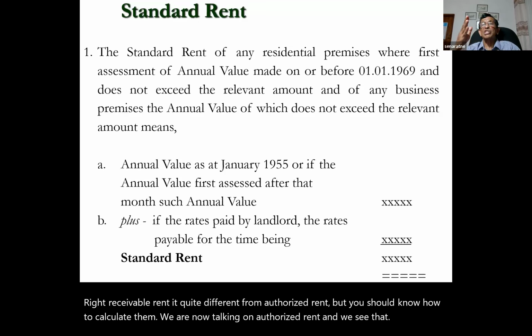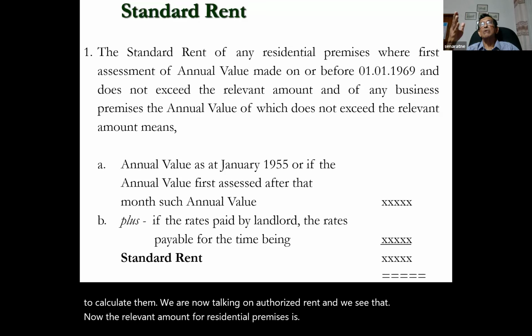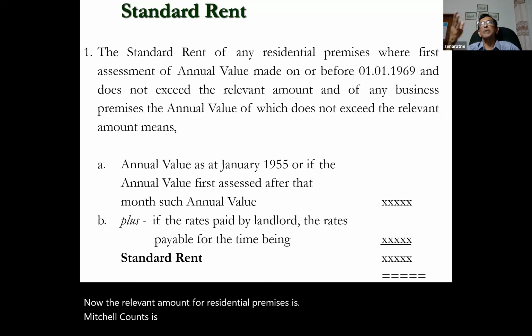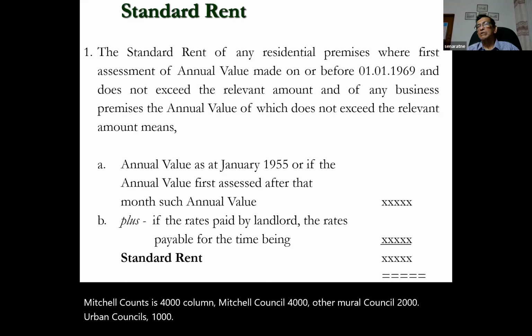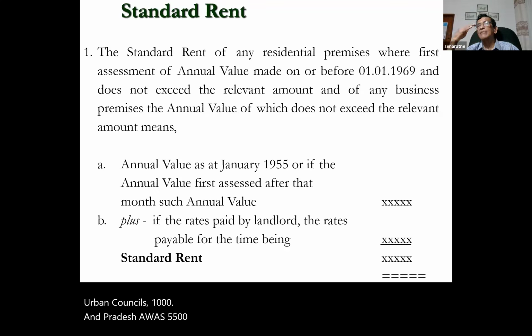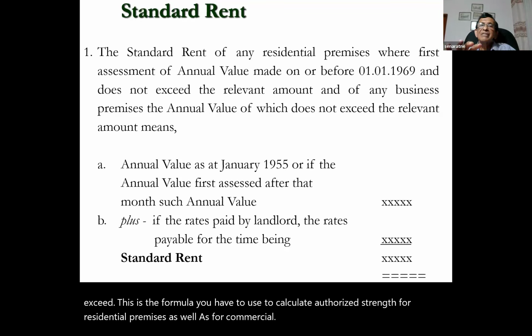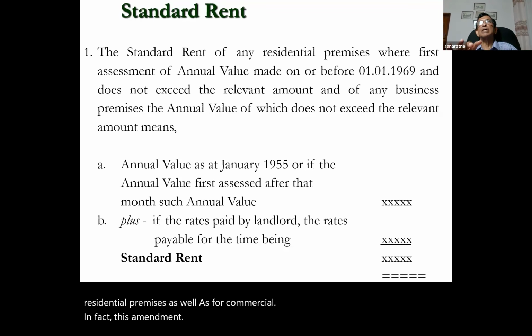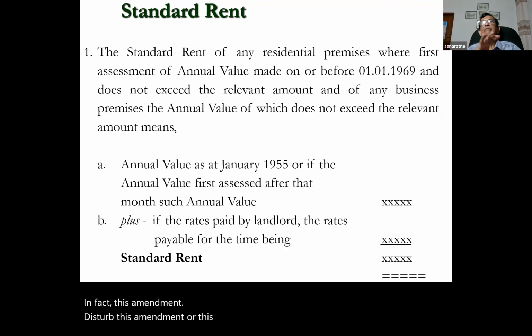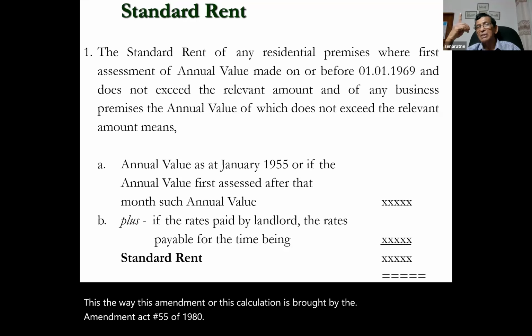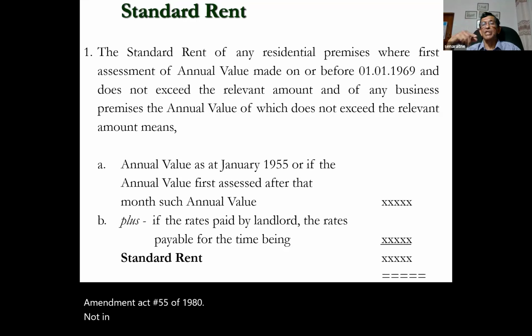Now the relevant amount for residential premises is: Colombo Municipal Council 4,000, other municipal councils 2,000, urban councils 1,000, and Pradesha Sabhas 500. Those are the relevant amounts. If the annual value does not exceed the relevant amount, this is the formula you have to use to calculate authorized rent for residential premises as well as for commercial. In fact, this calculation was brought by the Amendment Act number 55 of 1980, not in the original Act number 7 of 1972.